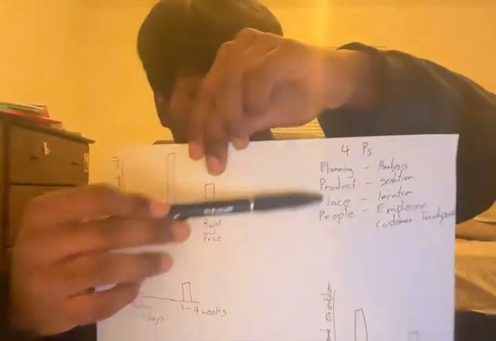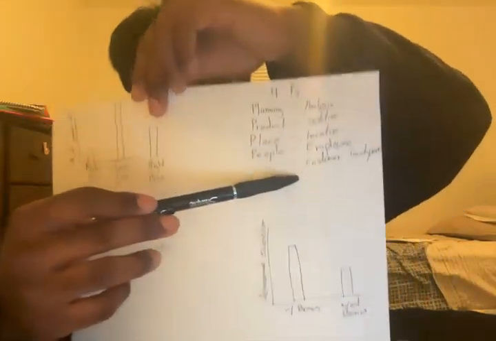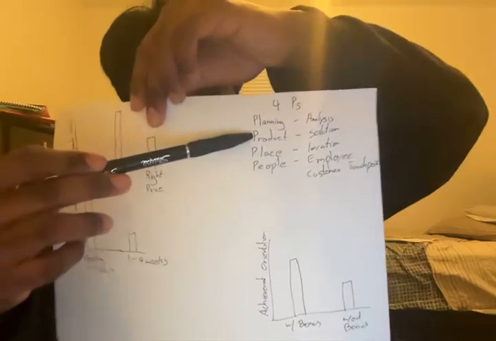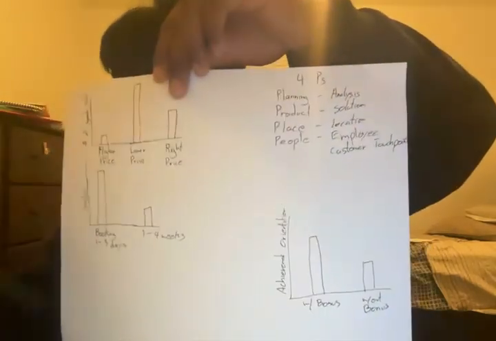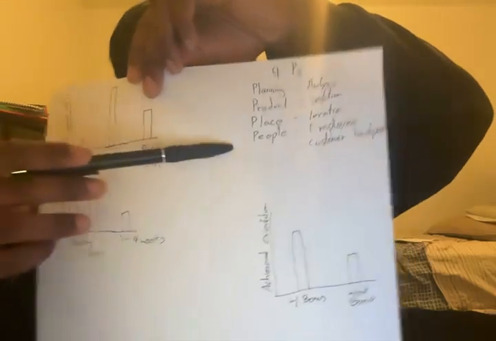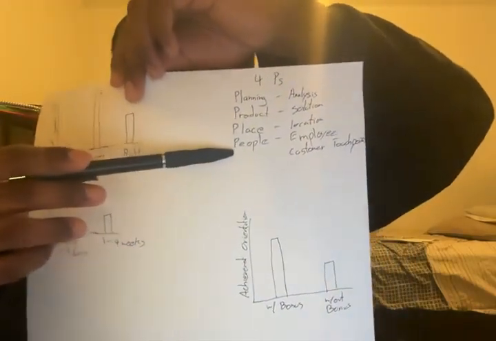Next up, we're going to dive deep into the marketing functions. For this, I've developed a 4P acronym. The first one is planning, where we do a market analysis. The second is the product, where we develop a solution. The third is place, where we set the location of our service and product. And the fourth is the people, which involves the customer-employee touch point, which has a really big impact on our brand image.